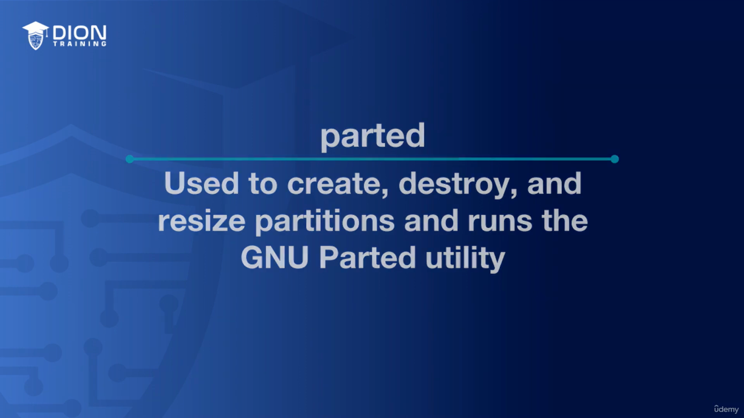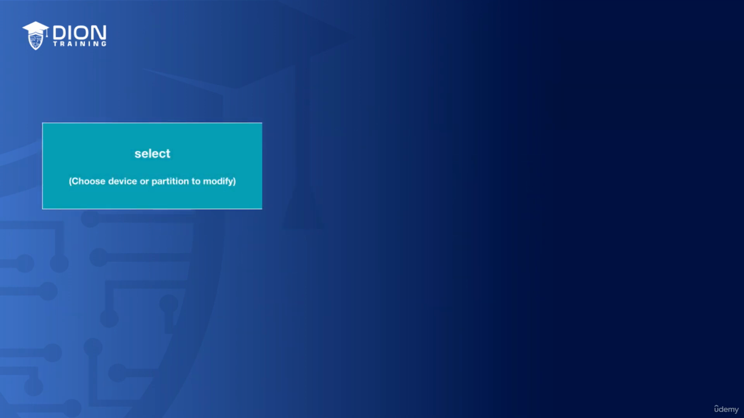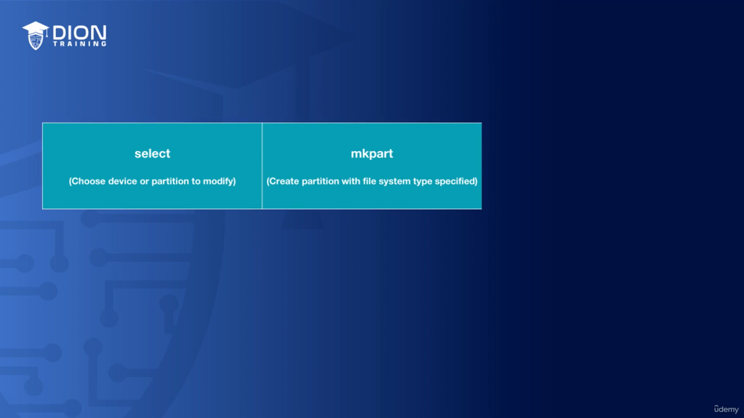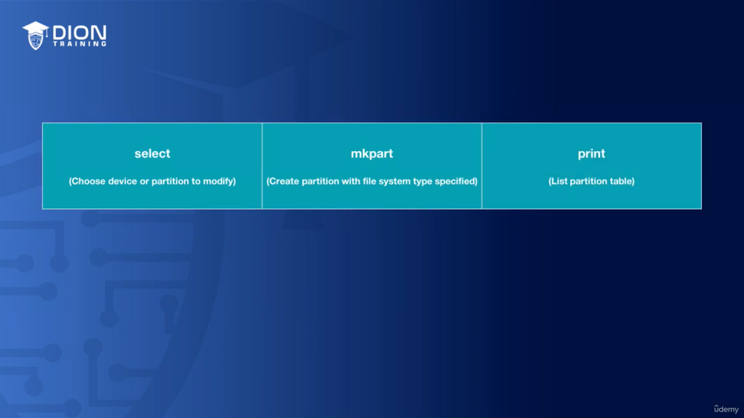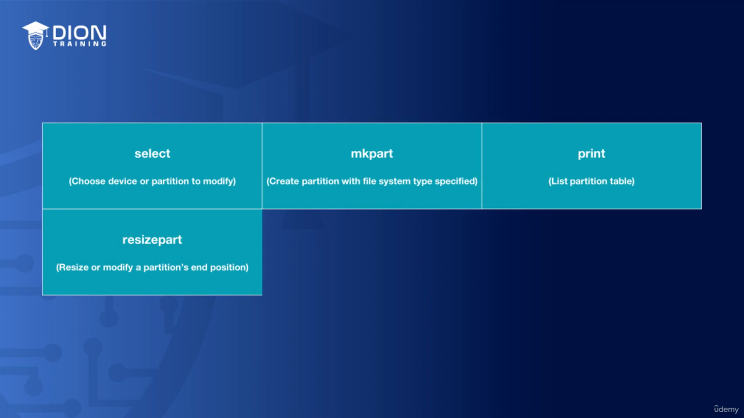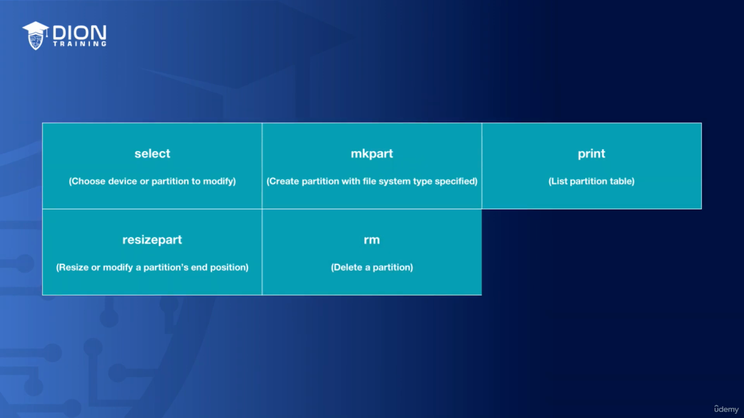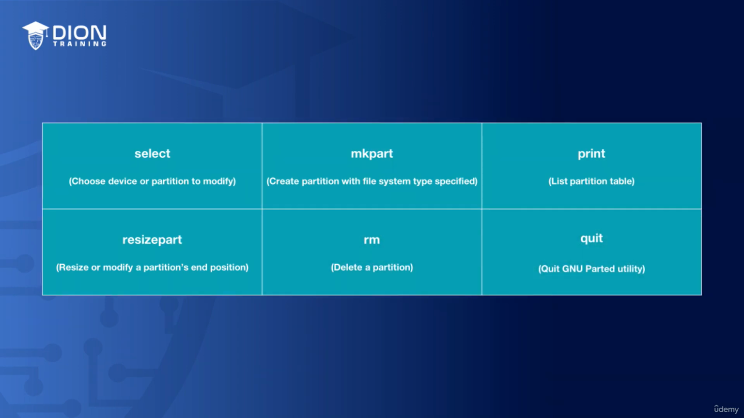can input various options. The option select is going to be used to choose which device or partition you want to modify. The option mkpart is going to be used to create a partition or make a partition with a specific file system type. Option print is going to be used to list out the partition table to the screen. Option resize part is going to be used to resize or modify the end position of a given partition. Option rm is going to be used to delete a partition, and option quit is going to be used to exit the GNU parted utility.